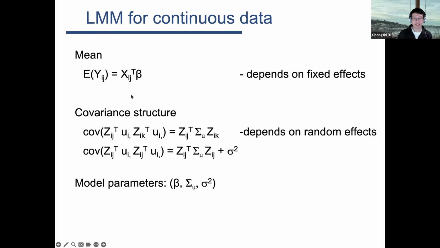But overall, you can see that the fixed effect decides the mean structure. The random effect decides the covariance structure. So this is very important to keep in mind. The model has three sets of parameters: you have a regression parameter beta from the fixed effects part, you have the variance covariance matrix for the random effects, and you have the error variance.